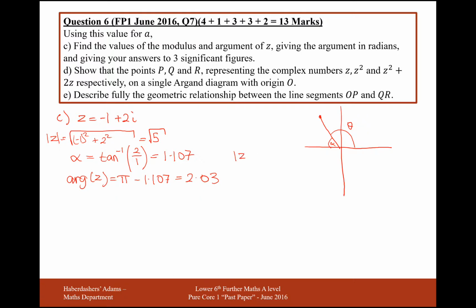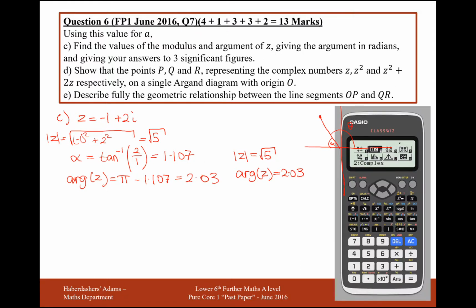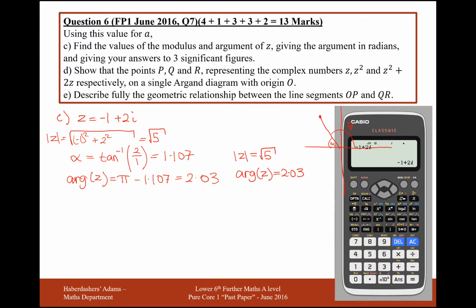So mod of z equals root 5, arg of z equals 2.03. We can also check this on our calculator. Do excuse the red lines. Go to complex number mode, type out your complex number, and then go to options, scroll down once, and you get to this option here. Press option number 1, and that will turn your answer into modulus argument form. And you can see here that we've clearly got root 5 as a modulus and 2.03 as the argument. The 4 won't round up the 3 there.